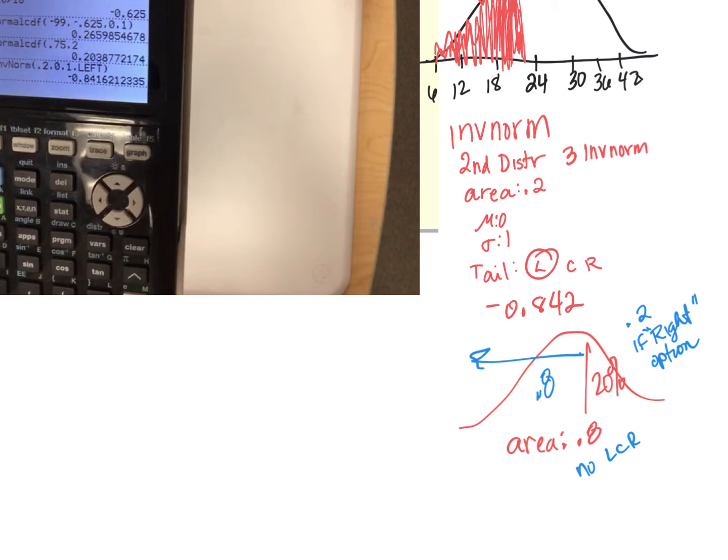Yes? Will those weird Greek symbols ever change? No. What are those weird Greek symbols? Sigma. Mu. What does that represent? Mean. And sigma is standard deviation. Yes, it's mu and sigma. Mu and sigma will never change. You are always going to leave them at 0 and 1. Okay.